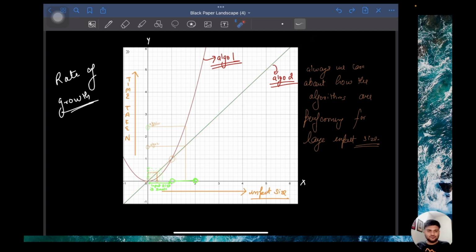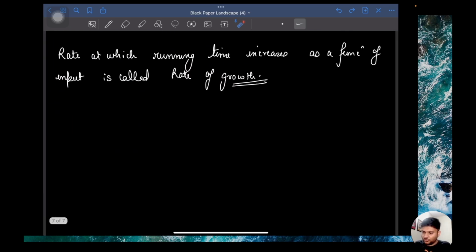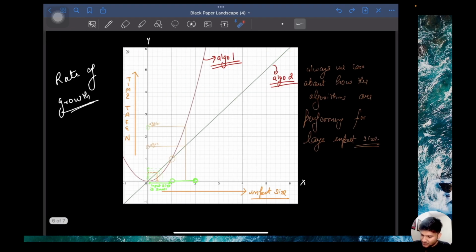If you are coming from a science background, you might have heard about this term rate. For example, rate of change of velocity, rate of change of displacement. But in case you are not coming from a science or physics background and have not heard about this term, then in simple terms, rate of growth means the rate at which the running time changes with change in input. And when I say rate, you mean how much the time is changing with respect to the input.